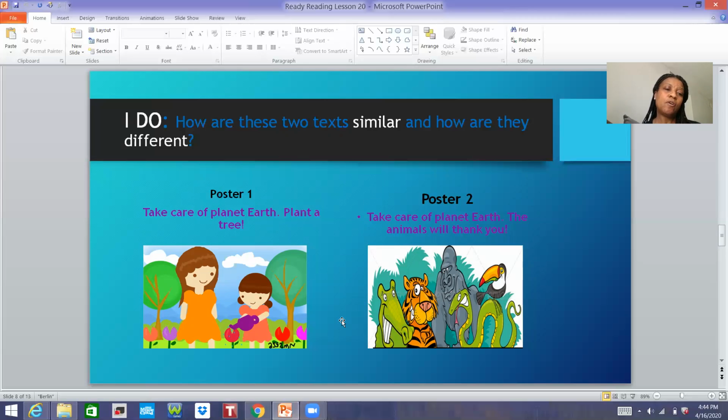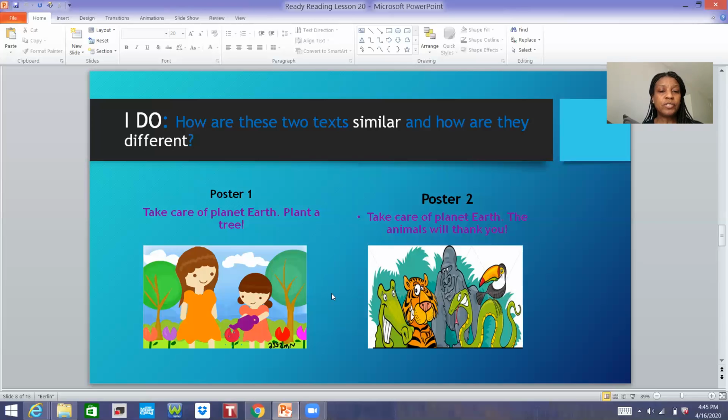Now I go back and examine both posters to determine how they are similar, which means the same. I look at the pictures and see that both show trees behind the people and the animals. Poster 1 says, take care of planet Earth. Plant a tree. Poster 2 says, take care of planet Earth. The animals will thank you. What's similar about both texts is they both say, take care of planet Earth. That is how I can determine how these two texts are similar. They're both letting us know that we need to take care of planet Earth.